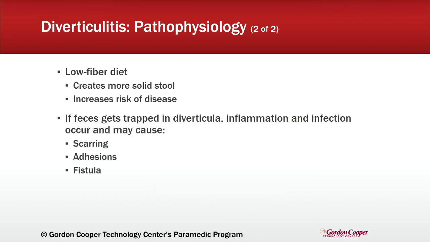What's strongly suspected is usually it's a low fiber diet that leads to these harder stools and increases the risk of diverticulitis. Similar to when we're talking about the anal fissures, those tears in the lining. Very similar to that. The harder stools create more pressure in the colon, and it leads to bulges in the colon wall. As the feces moves through, some of it gets trapped, and it causes inflammation and infection, which can lead to further scarring, maybe some adhesions, and maybe even fistulas in the broader part of the colon.